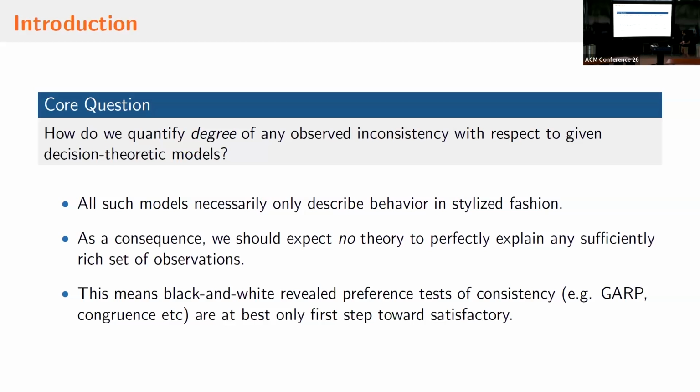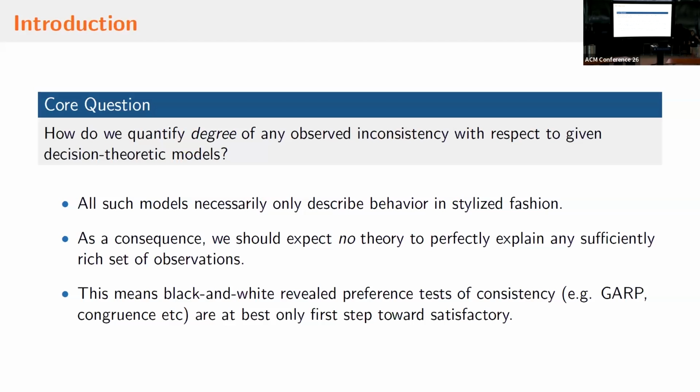Reality is high dimensional. And as an immediate and trivial consequence of this, we shouldn't expect that any sufficiently rich data set is going to be exactly consistent with any of these models. By definition, they're throwing away lots of information, they're describing behavior in a stylized way. And as a consequence, what we really should be interested in is how do we quantify the shades of gray? How close is the data to being consistent in an appropriate sense, and what makes for an appropriate sense of measuring proximity to consistency?